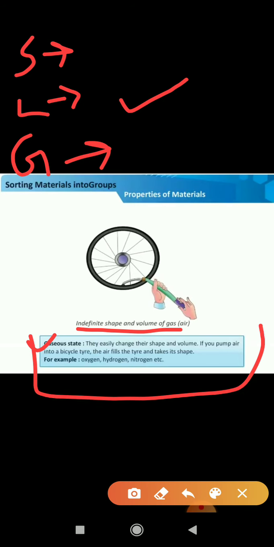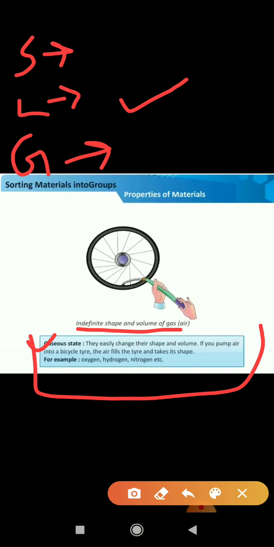Now let's talk about gaseous state. Indefinite shape and volume of gas. So in solid state, there is definite shape and definite volume. In liquid state, we observe indefinite shape and definite volume, but in gaseous state, both volume and shape are indefinite. Okay, let's read this box. They easily change their shape and volume.